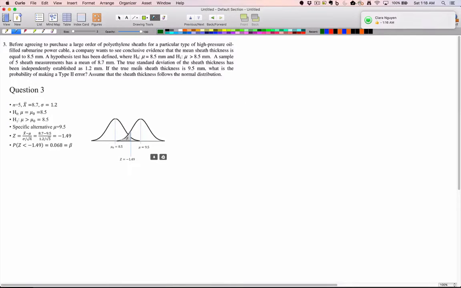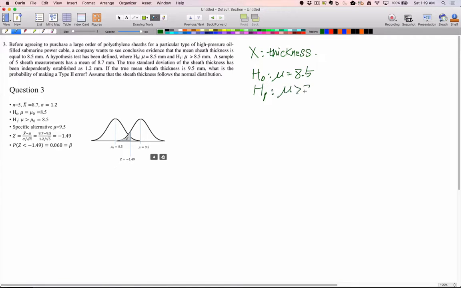So let's see. We're interested in the thickness of these sheaths. And what do we want to test here? We want to test the null hypothesis that mu is equal to 8.5 versus the alternate that mu is greater than 8.5. They sampled 5 of these sheets and computed an x bar observed of 8.7.